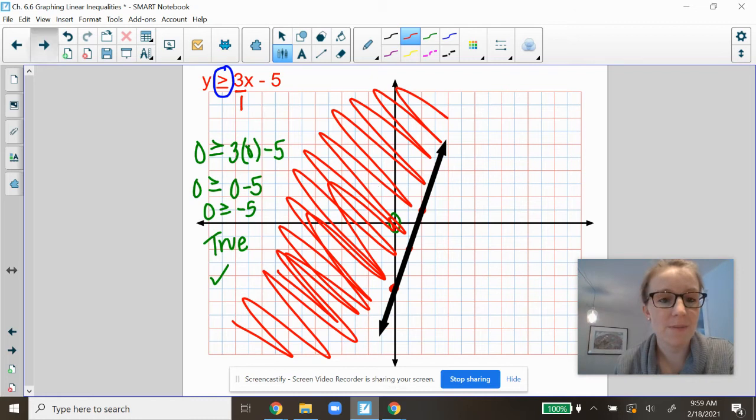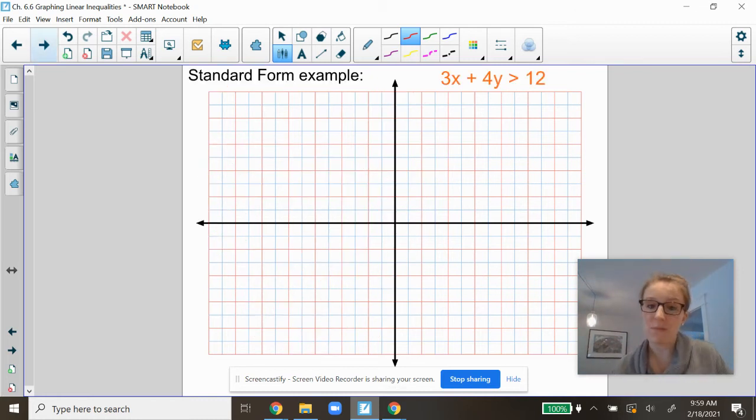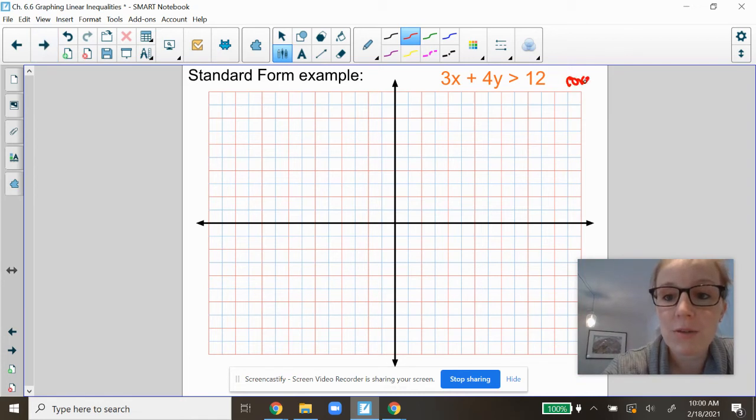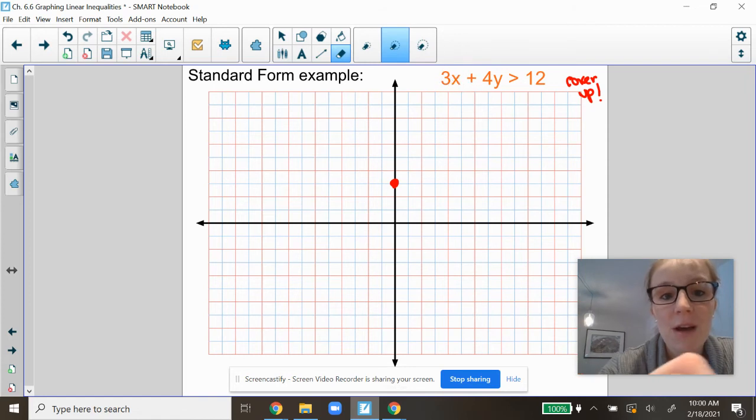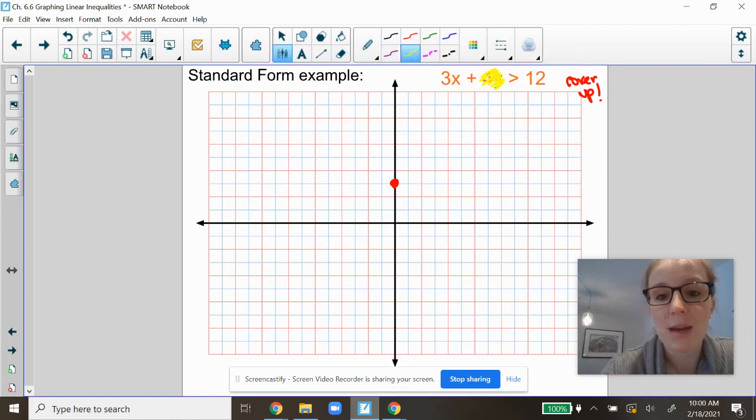All right, let's try another. This is in standard form. Hopefully you remember that when we graph standard form, we are going to cover up. So let's first cover up our 3x. So I'm going to get 4y equals 12. And so that's going to tell me that my y-intercept is going to be positive 3. If I now want to cover up my y in order to get my x-intercept, 3x equals 12, which means my x-intercept will be 4.